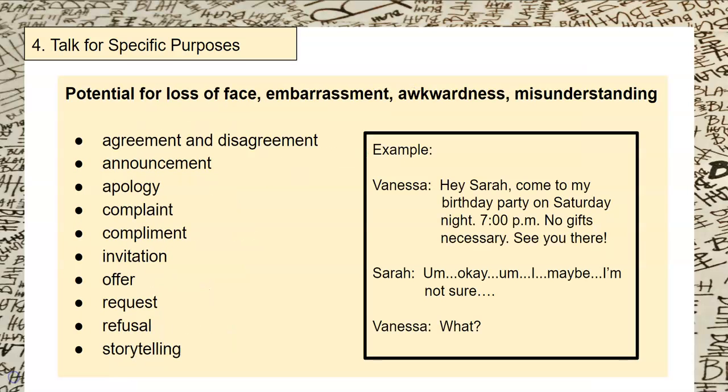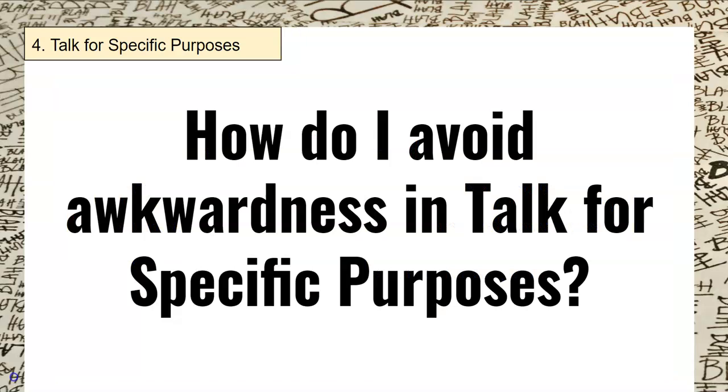However, talk for specific purposes has potential for embarrassment, as we see in this example. Vanessa assumed that Sarah would want to join her birthday party, so Sarah's refusal creates kind of an awkward moment where she feels uncomfortable saying no. Talk for specific purposes is often structured in such a way to prevent embarrassing or awkward communication.